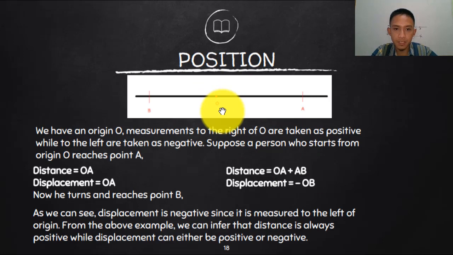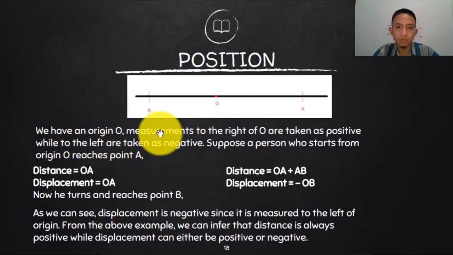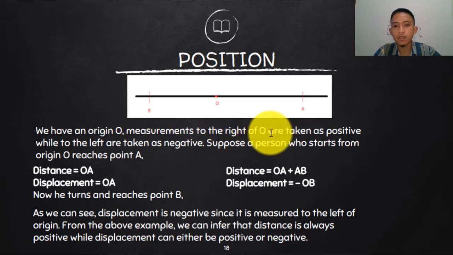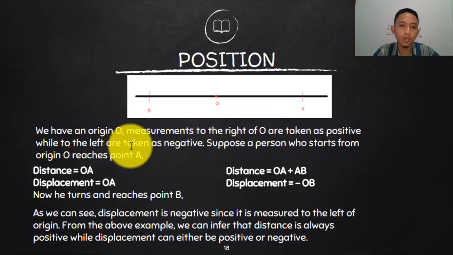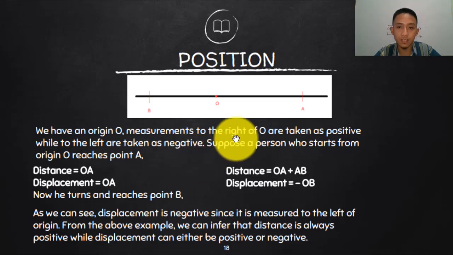You have here point O, point A and point B. We have an origin O. Measurements to the right of O are taken as positive, while those to the left are taken as negative. So we will be following sign conventions, going to the right and going to the left. Right is positive, left is negative, just like in your number scale, just like in your x and y axis. You can also say that going up is positive, going down is negative.